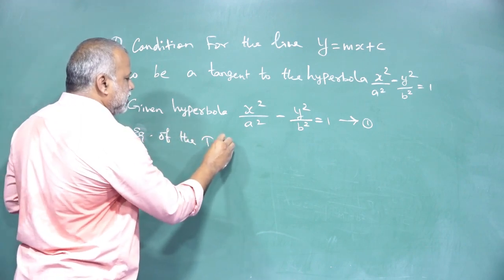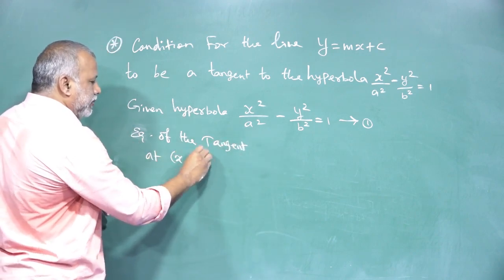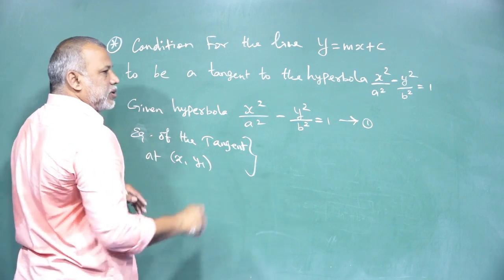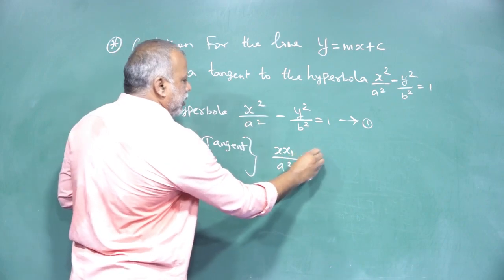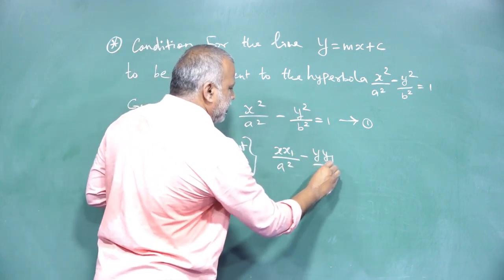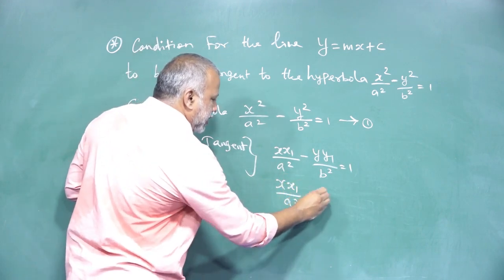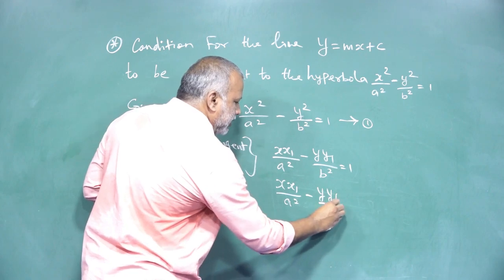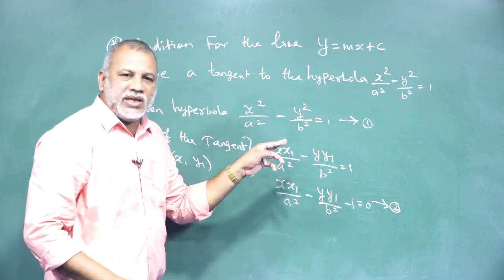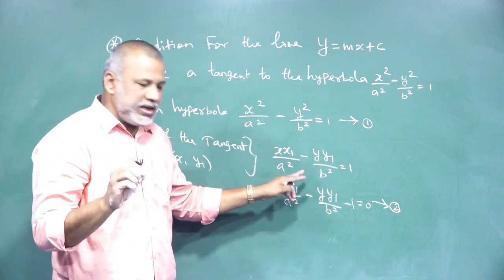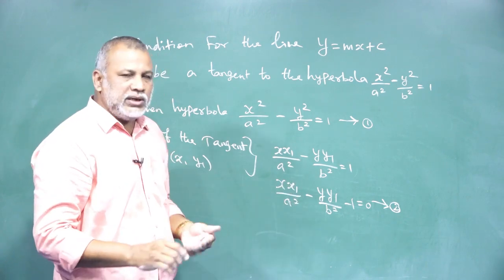Then the equation of the tangent at x1 comma y1, very simple. X squared is replaced by xx1 by a squared minus yy1 by b squared equal to 1. Rearrange this one. We can get xx1 by a squared minus yy1 by b squared minus 1 equal to 0. Say this is equation number 2. Comparing with the ellipse, we have only one small change here. Plus symbol means ellipse. Here we have a negative symbol. That is the only one difference.